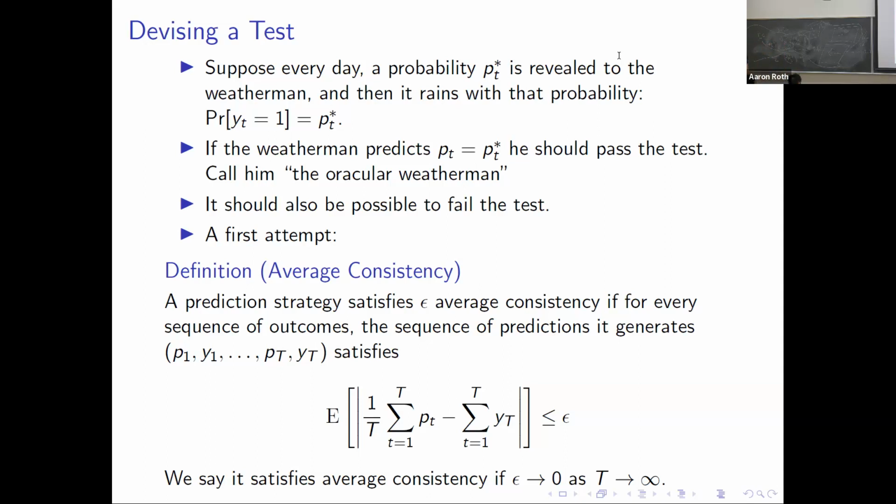Okay, so that would be an extremely simple test, and it would at least be possible to fail it, right? If I said every day that it's going to rain 100% of the time and it never rains, I would fail this test.